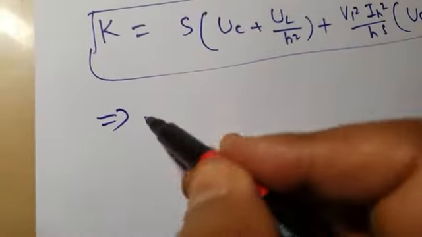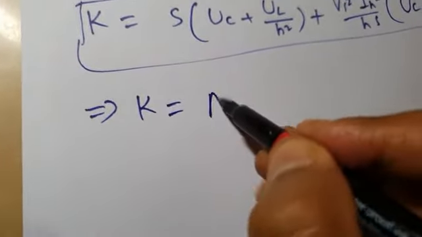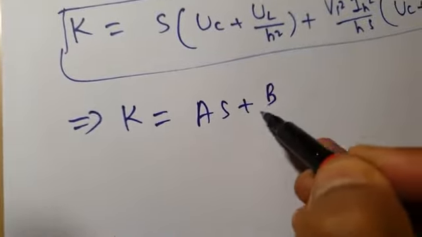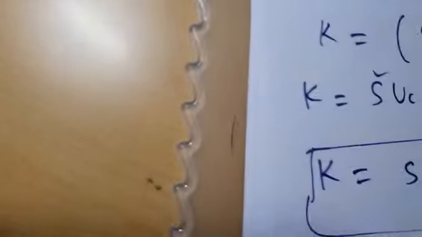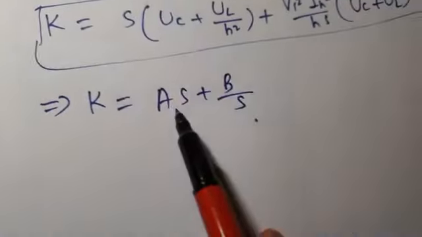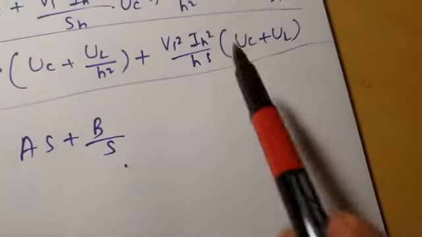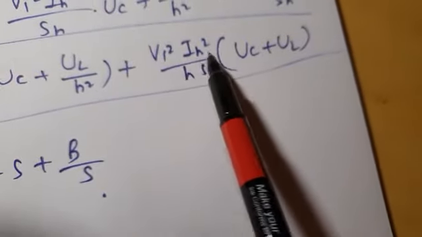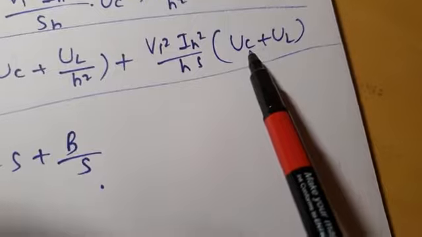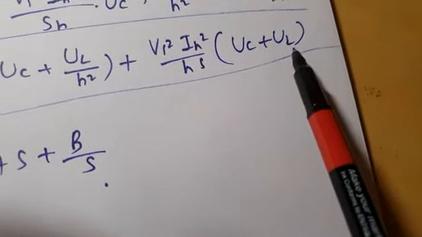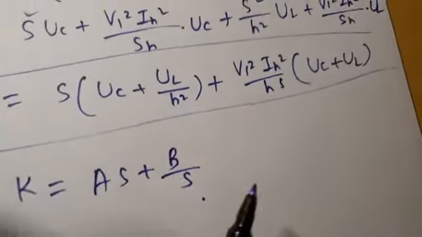So this means the total cost of the filter is AS plus B by S. Where what is A and what is B? Where A is UC plus UL by H square, and B is V1 square IH square into UC plus UL by H. This is A and this is B.